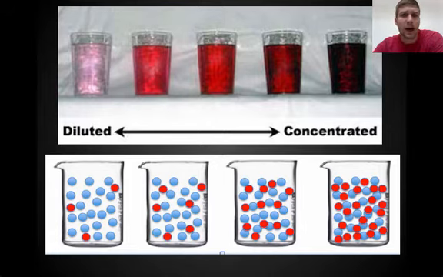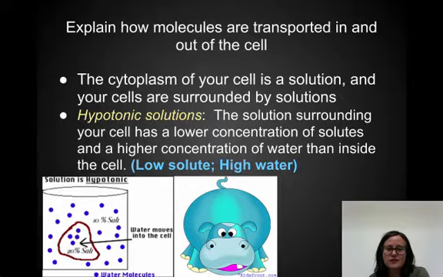The animation on the bottom just shows what's going on inside those cups. So the blue dots represent water molecules, and the red dots represent the dye that's used to dye the cups red. So you can see at the bottom in the animation that the cups on the left don't have as many red dots as the cups on the right. So we say that the cups on the right have a higher concentration of dye than the cups on the left. So sometimes we need to compare solutions, and remember that the cytoplasm of any cell is a solution.